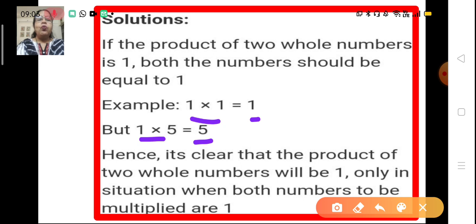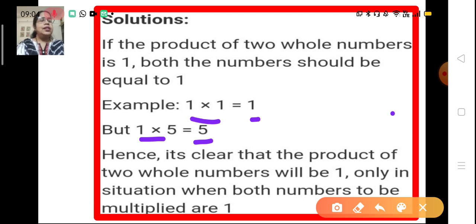This is because 1 is the multiplicative identity of whole numbers, isn't it? Whenever we multiply any whole number by 1, we get the whole number itself. So, for the product to be 1, both the numbers should be 1 only. In that situation only, the product will be 1. If one of the numbers is 1 and another number is some other whole number, then the product will not be equal to 1. Okay.